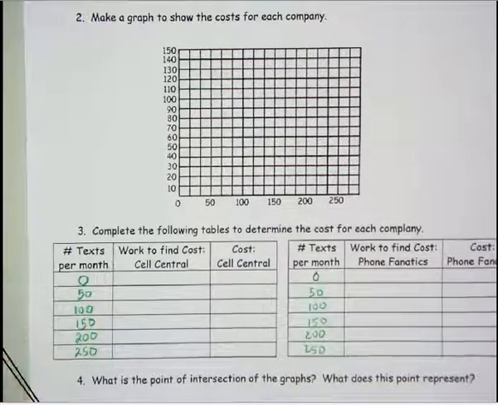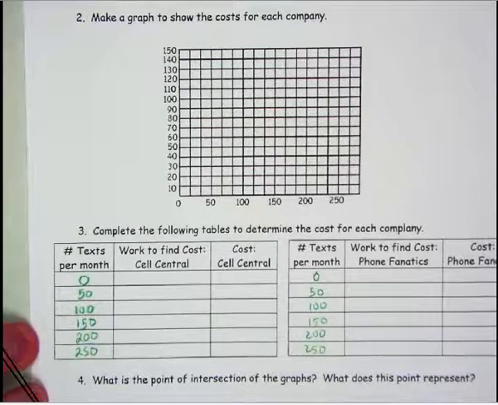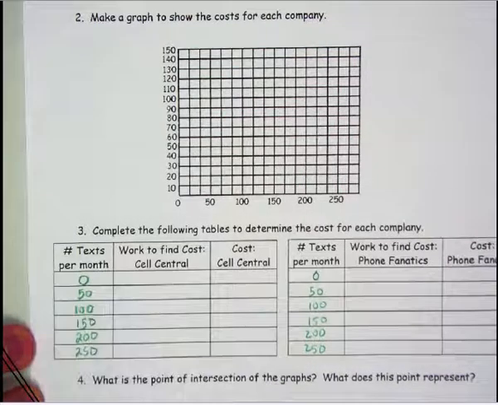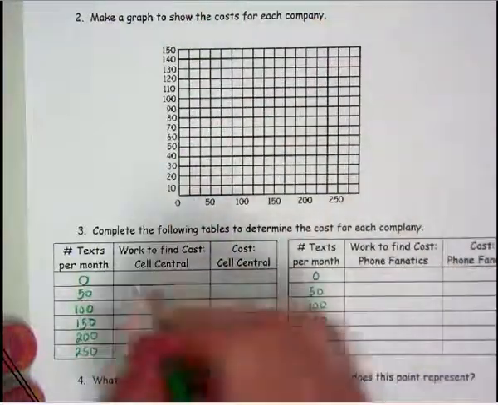All right. Now, as far as the middle part where it says work to find the cost, that just means how do we use our equation. So it's the idea of inputs and outputs. This says that the input is 0, or the number of texts is 0, keeping in mind that x stands for the number of texts.